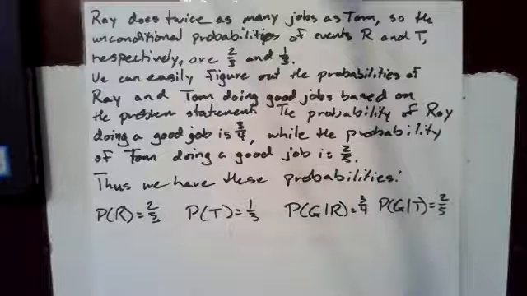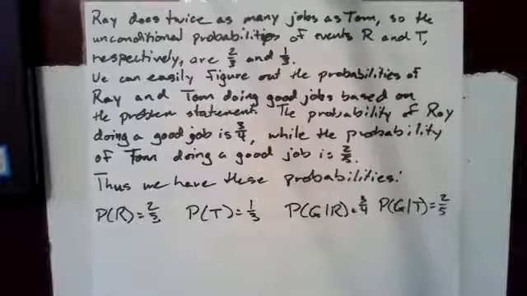We can easily figure out the probabilities of Ray and Tom doing good jobs based on the problem statement. The probability of Ray doing a good job is 3/4, while the probability of Tom doing a good job is 2/5. We have these probabilities: P of R is 2/3, P of T is 1/3. The probability of a good job given that Ray is the mechanic is 3/4, and the probability of a good job given Tom is the mechanic is 2/5.